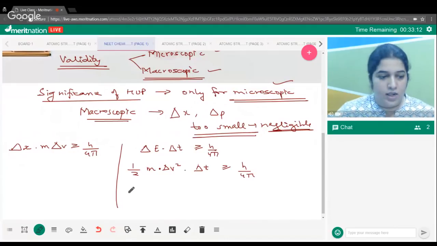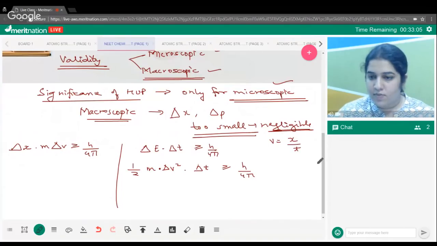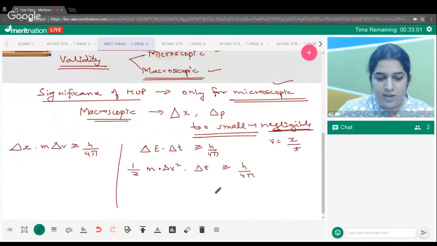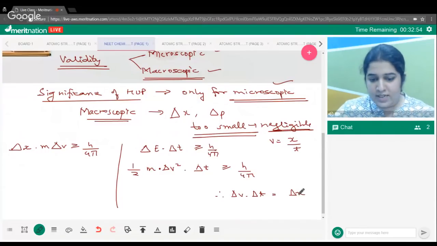All right. Now, simple maths, what do we know? The speed of a particle is equal to distance upon time, right? Speed of a particle is distance upon time. So I can say delta V into delta T equal to delta X. We can say that, right? So let us put it here.